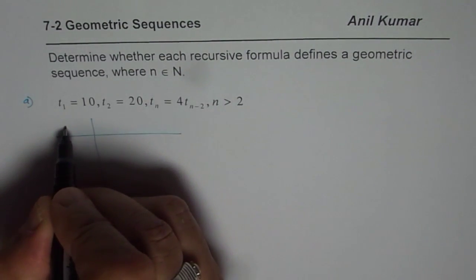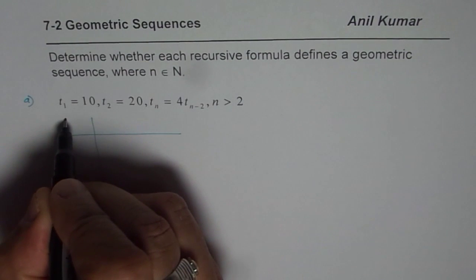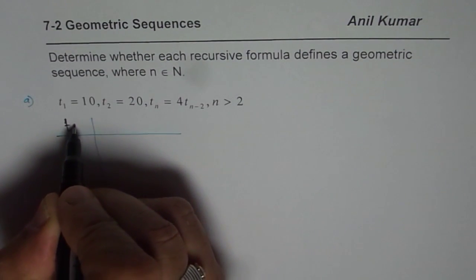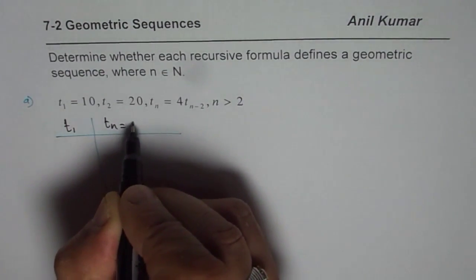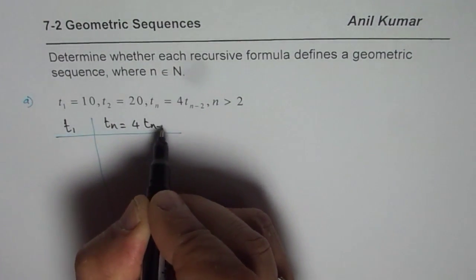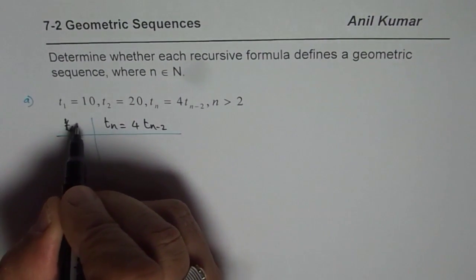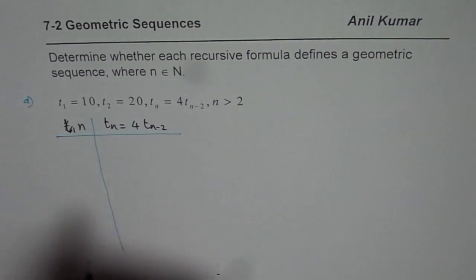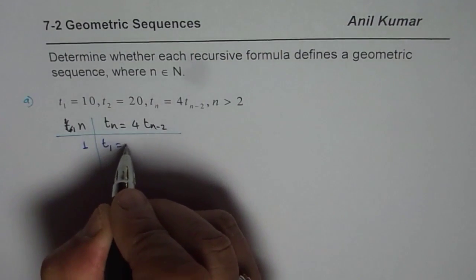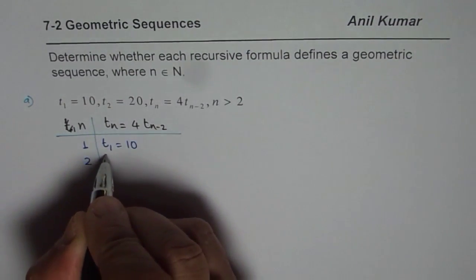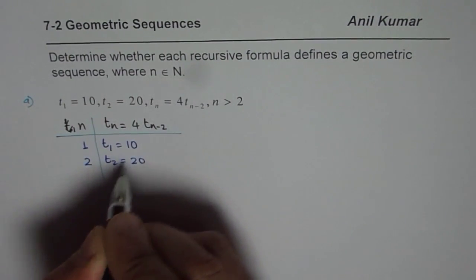So let us say these are the values for our terms. I should write tn here. tn equals 4 times t of n minus 2, and here we'll write n, the number of terms. What we know here is that the first term is 10. So if n is 1, then t1 equals 10. If n is 2, then t2 equals 20.